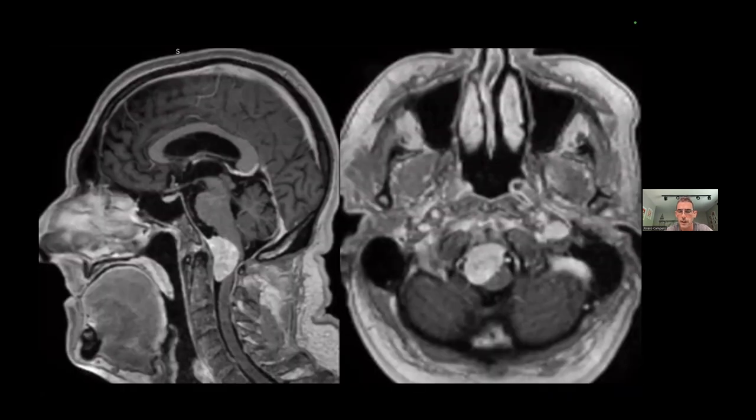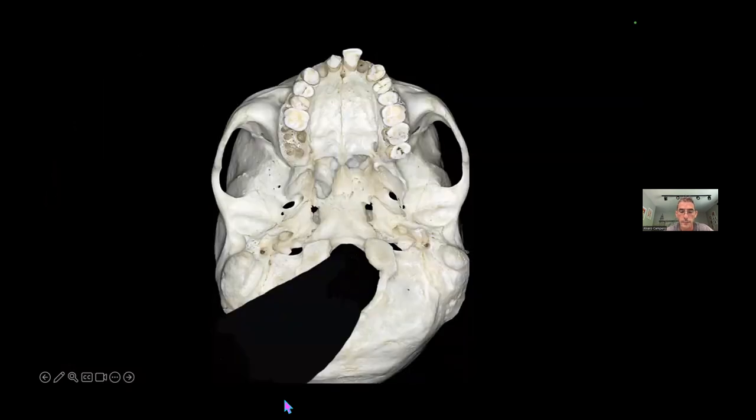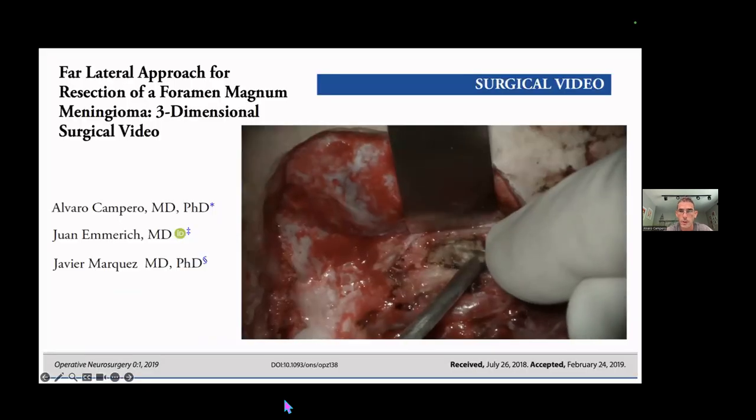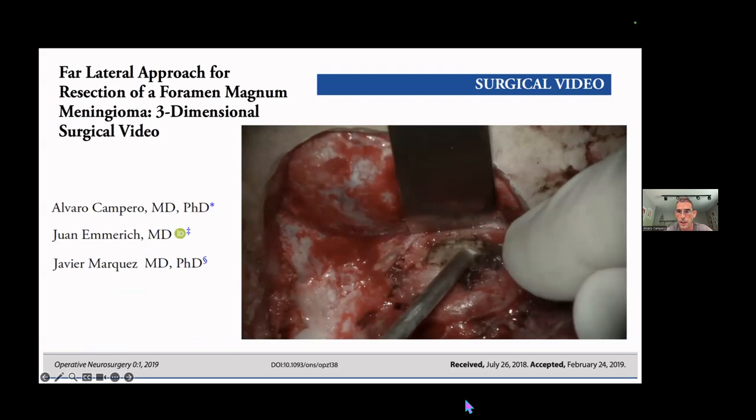Another case, a case with an attachment in the anterior lateral portion of the foramen magnum with a big deformation of the medulla and the spinal cord. So in this case, we decided to perform a transcondylar approach. So this is the surgery.